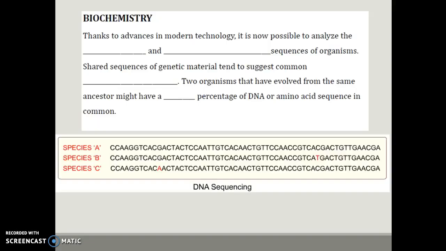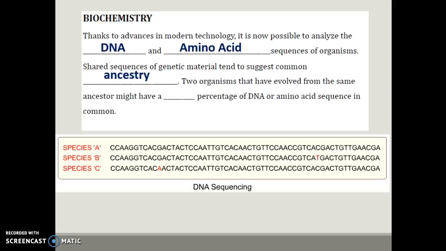Biochemistry. Thanks to advances in modern technology, it is now possible to analyze the DNA and amino acid sequence of organisms. We know that DNA is the blueprint for all of our proteins, so we can look at the DNA of different organisms, compare them to other organisms, and see how closely related they are and how they could have evolved from a common ancestor. So shared sequences of genetic material tend to suggest common ancestry.